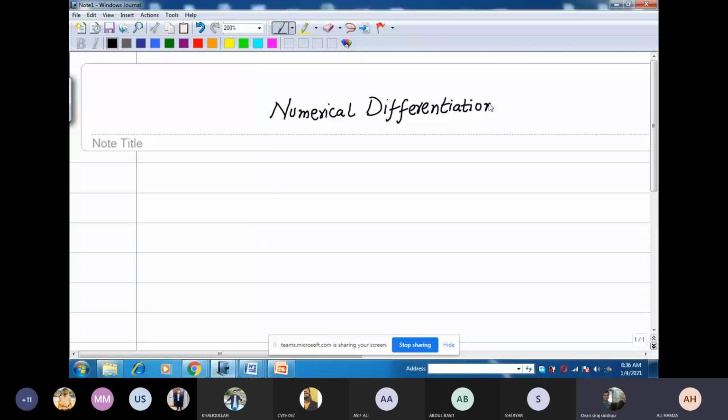Numerical differentiation है. Now the first thing is we have forward divided difference.